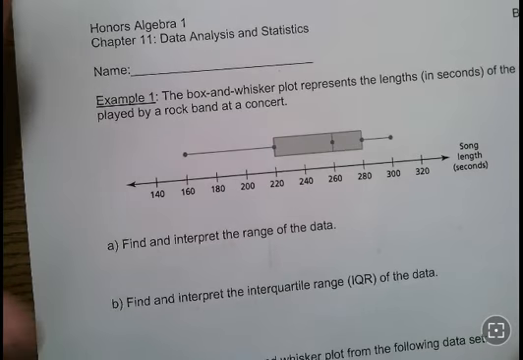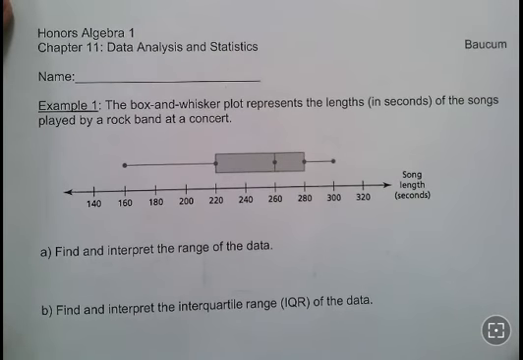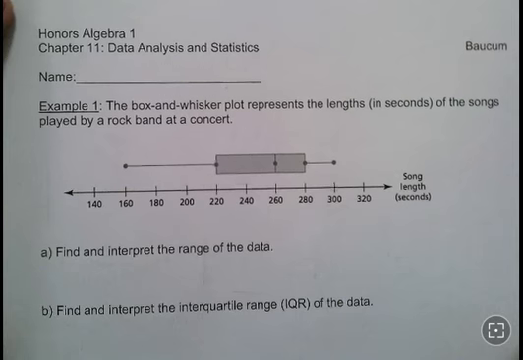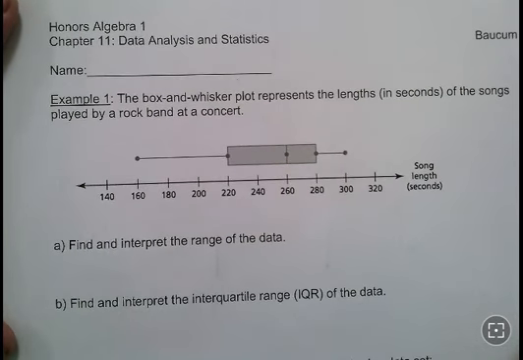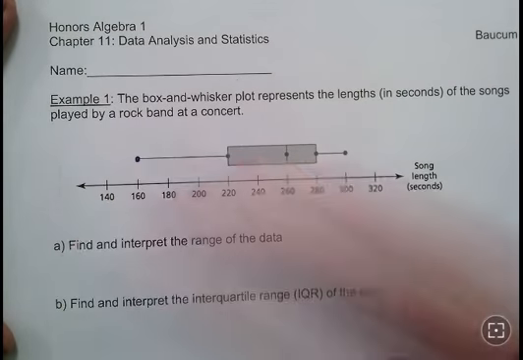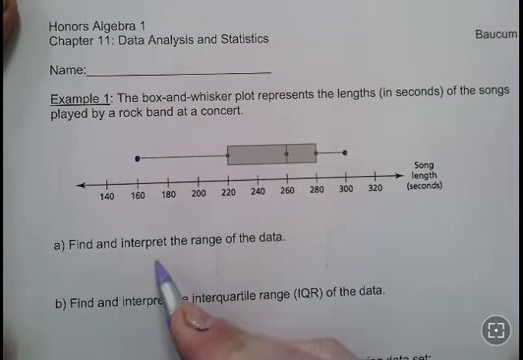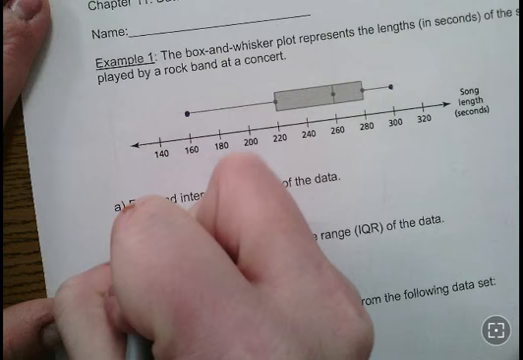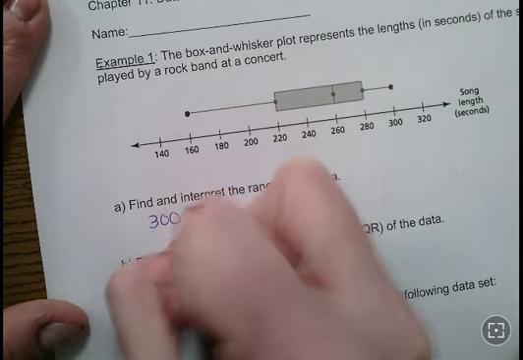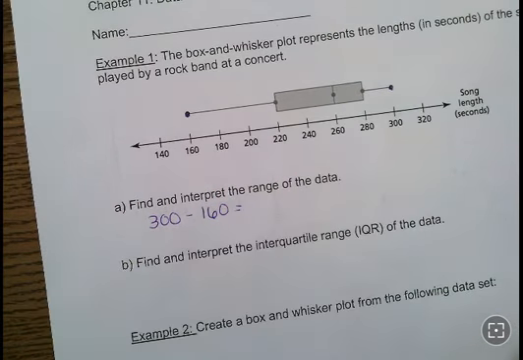So now let's get to some examples. Here's example 1. The box and whisker plot, already drawn, represents the lengths in seconds of the songs played by a rock band at a concert. The smallest value is 160 seconds. The longest song is 300 seconds. Find and interpret the range. Well, the range is the biggest number minus the smallest number.